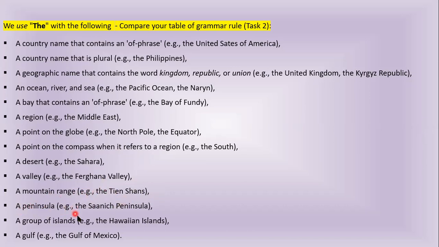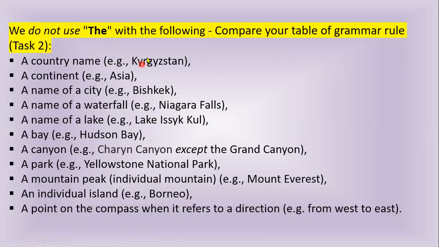Peninsula, the Saanich Peninsula. Group of islands: if it is not one island but a group of islands, then we use "the", for example, the Hawaiian Islands. Gulf, the Gulf of Mexico. Okay, next. Now we don't use "the" with the following.